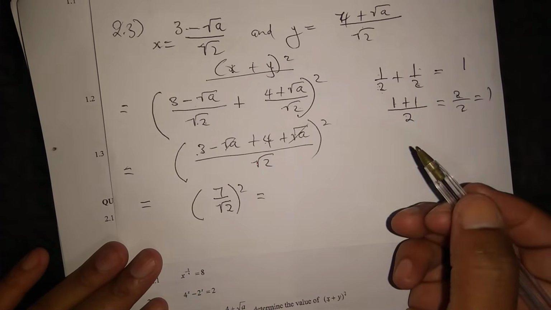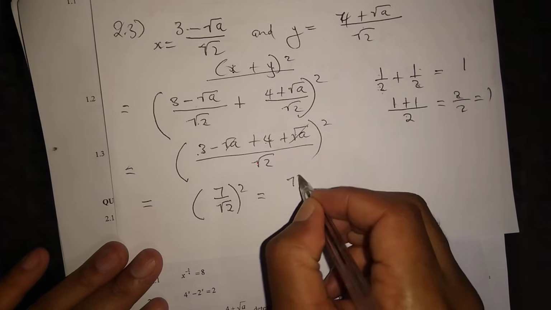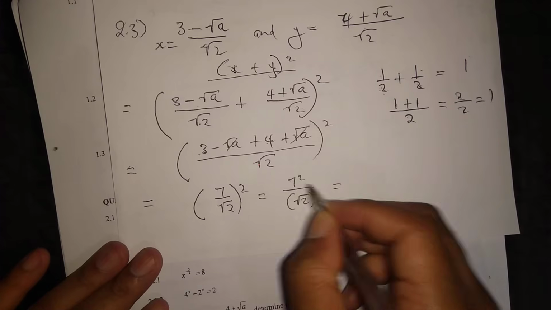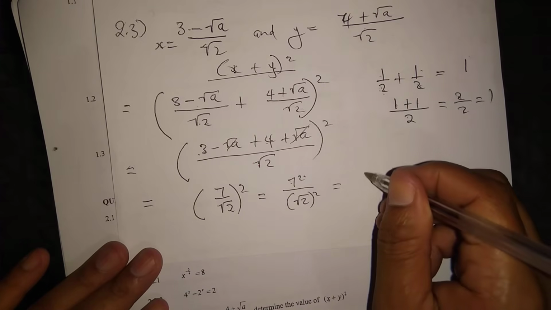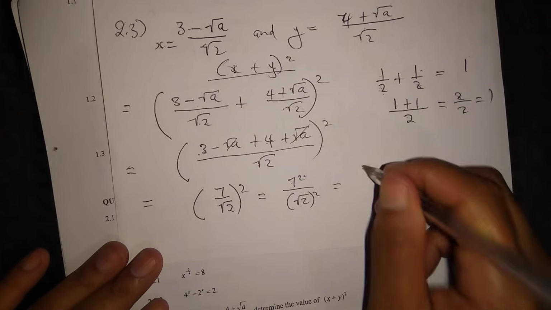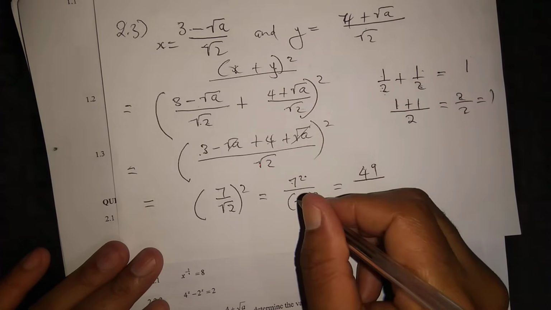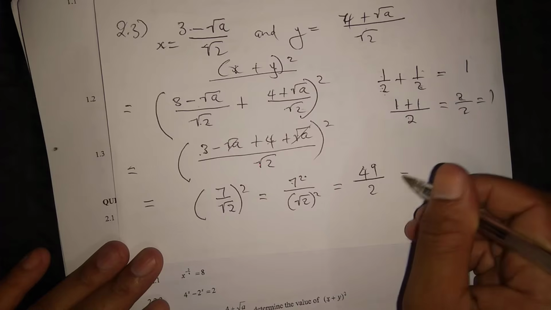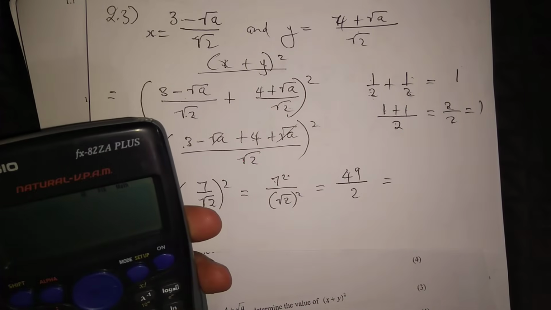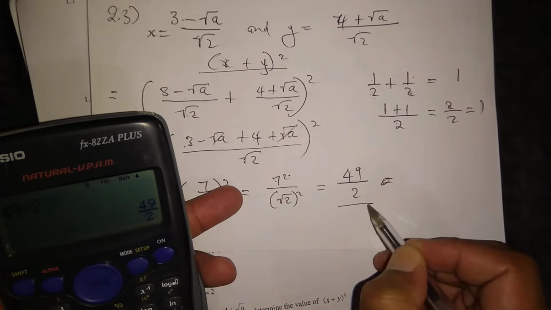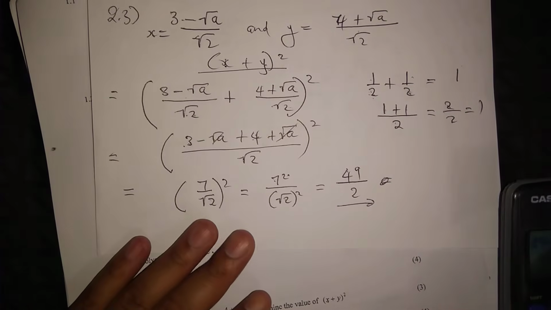so therefore let's apply the exponential law. We have 7 squared over square root 2 squared is equal to, what is 7 squared? It's 49 divided by, what is square root 2 squared? It's 2. So therefore the answer here is 49 divided by 2, which is our final answer. We cannot divide that further.